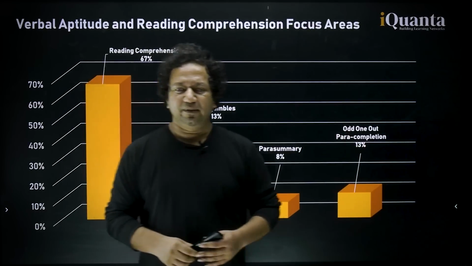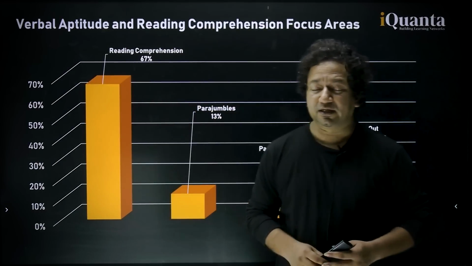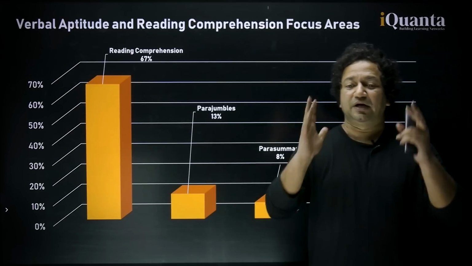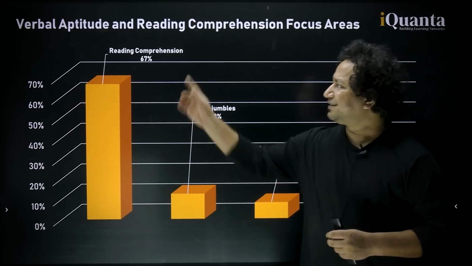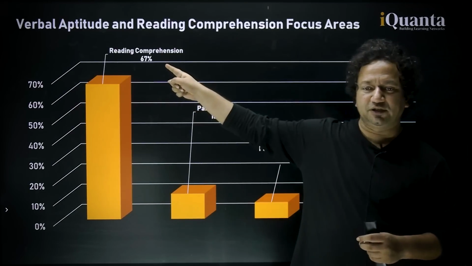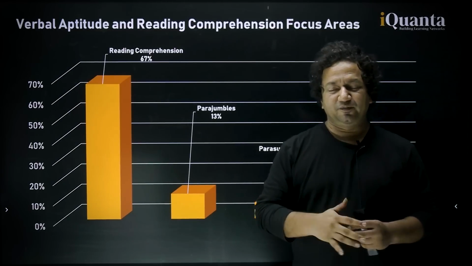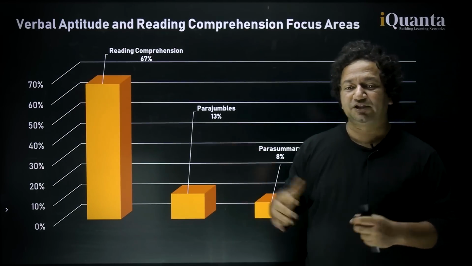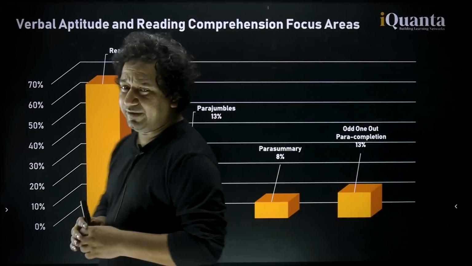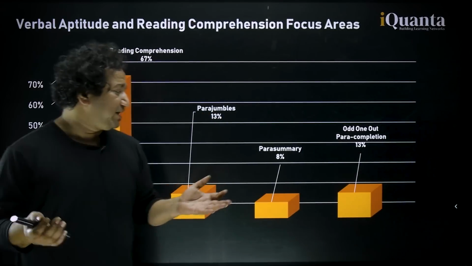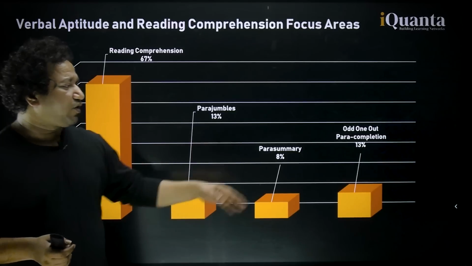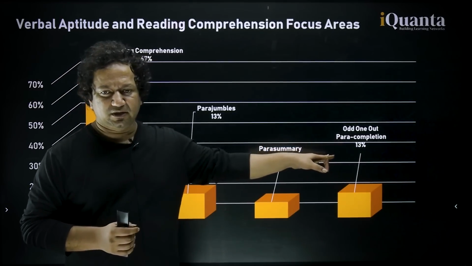Then comes verbal ability and reading comprehension focus areas. The number of questions, the time that you have to focus will be same, like 67% for reading comprehension. Overall, there are 4 sets with 4 questions each, which means there will be 16 questions on reading comprehension. Then comes para jumbles, which will be having 3 questions, more or less para summary, 2 questions, odd one out, or para completion, 13% questions.